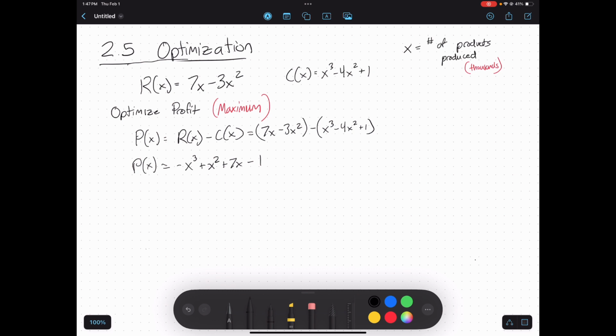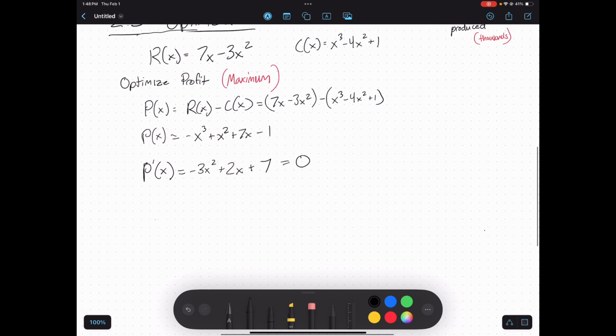Okay, if I want to optimize, if I want to find the maximum, I need to find the critical points. I need to find where my profit is leveling out, switching from increasing to decreasing. So I need to find my critical points. How do I do that? Take the derivative: negative 3x squared plus 2x plus 7. And what am I going to do with that derivative? I'm going to set it equal to 0. Okay. So we see that again: take the derivative, set it equal to 0. That's going to be part of this optimization process too. So keep getting used to it.